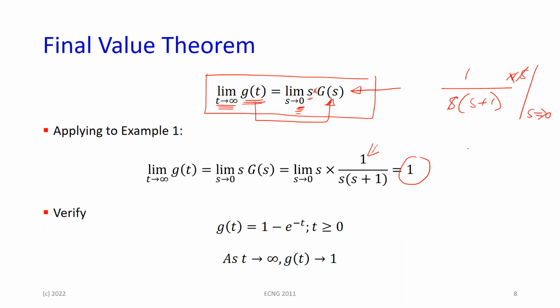To verify, if you were to find the inverse transform of the expression here, you would get 1 minus e to the minus t. And if you want to verify as t goes to infinity, e to the minus t goes to 0, so that the final value as t gets very large, g(t) goes to 1. And we've confirmed that here, right? So we confirm that here without coming back from the Laplace domain. Fair enough?